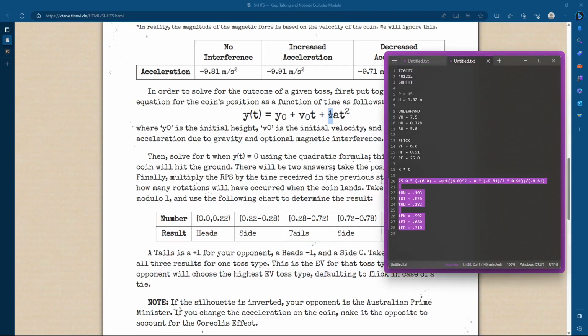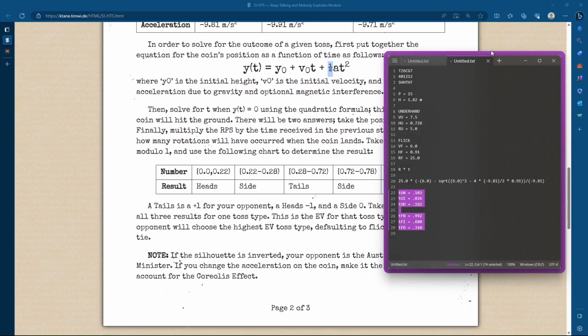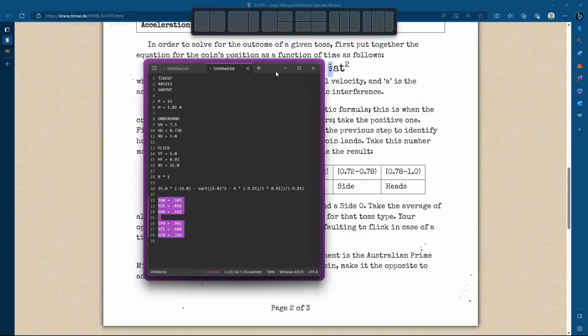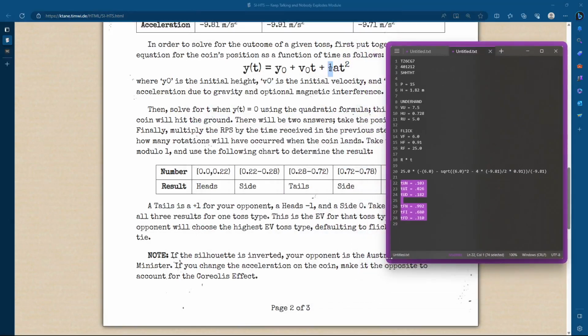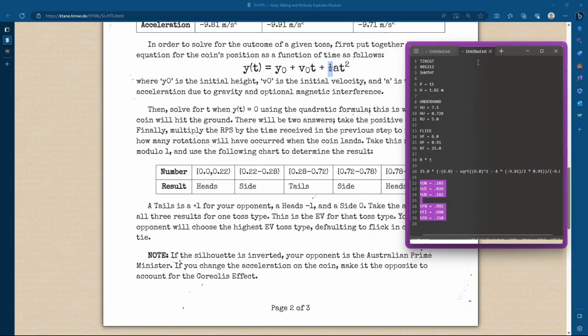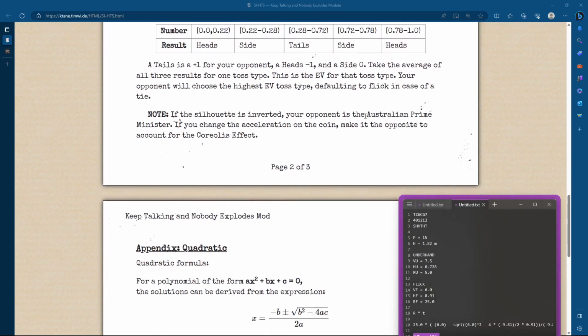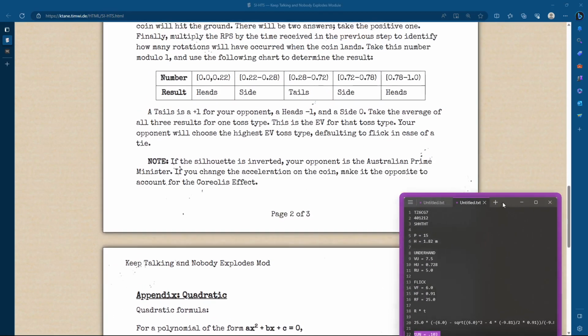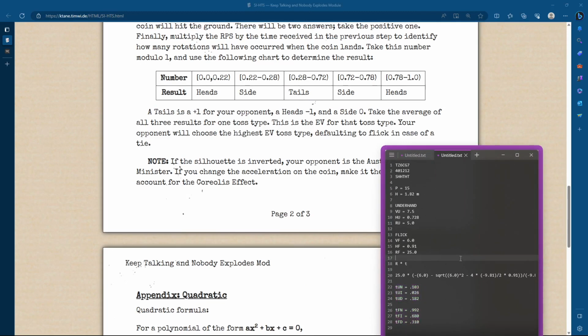So we have all these decimals. What do we do with them? Well, then we get to the final sentence. If my notepad would get out of the way, I want to keep this up. Let's just do this. Okay. So now we take these values and then we assign +1, -1, or 0 to them based on whether they land on heads, tails, or side.